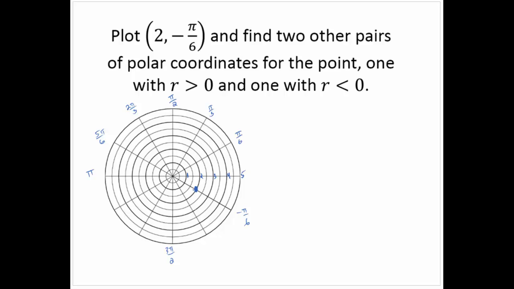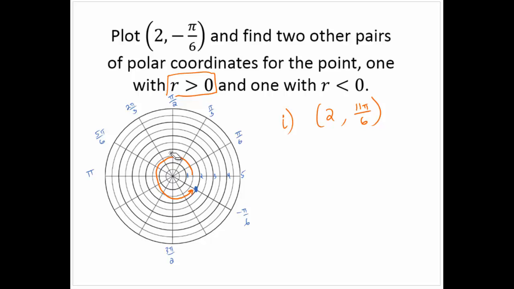We're also asked to find two other pairs of polar coordinates for the point, one with r positive and one with r negative. Well, here's another set of polar coordinates. I could go around the circle counterclockwise to that point. And so then the radius would still be 2, and the angle would be 11 pi over 6. So there's one with r positive.